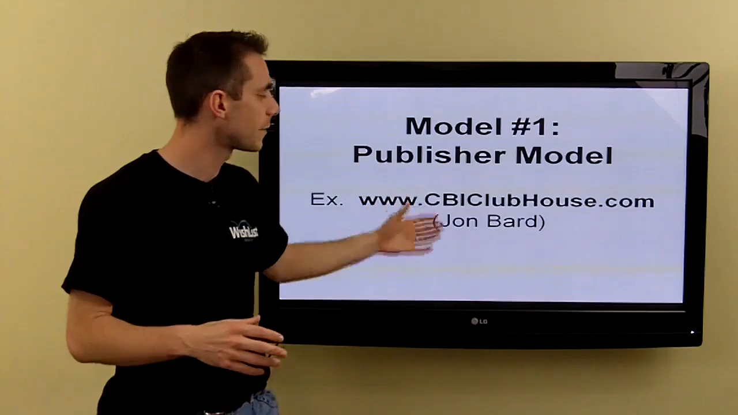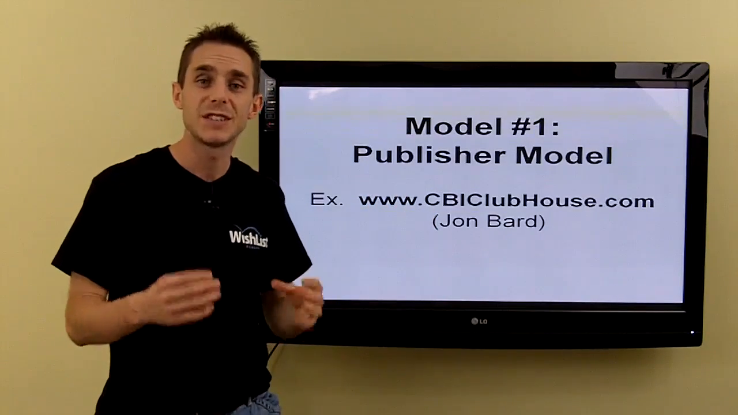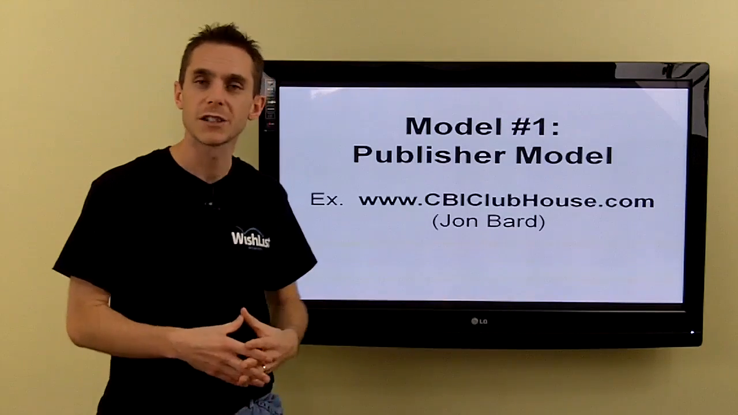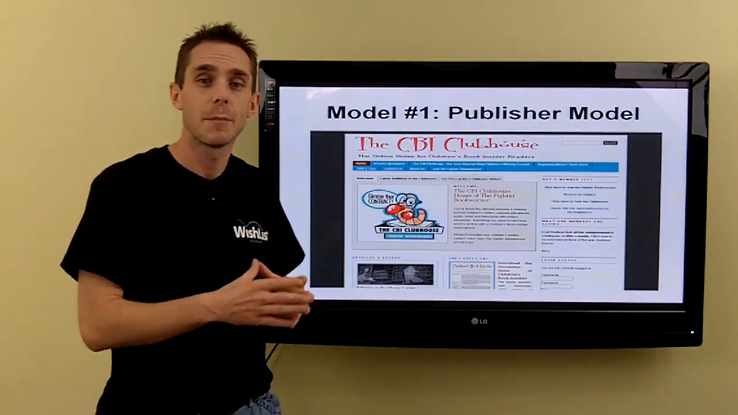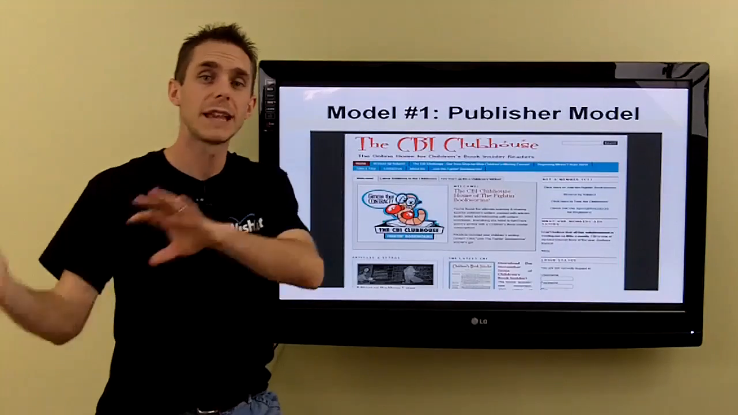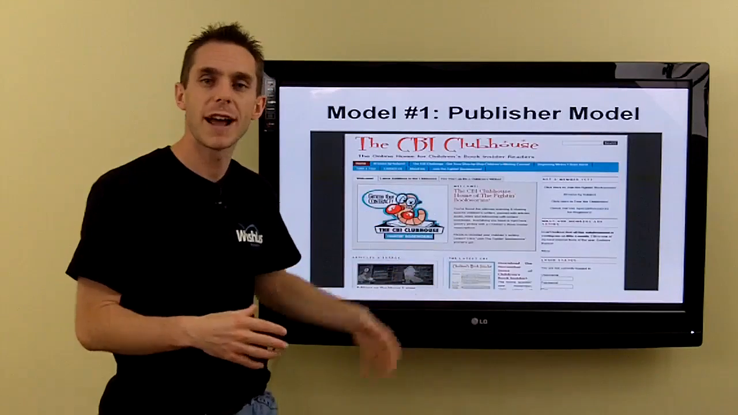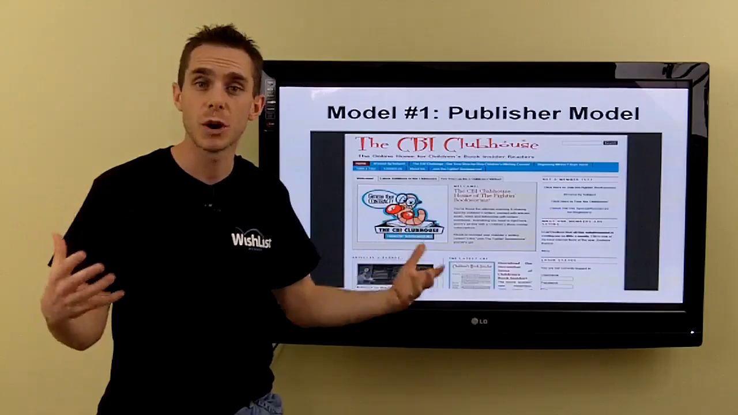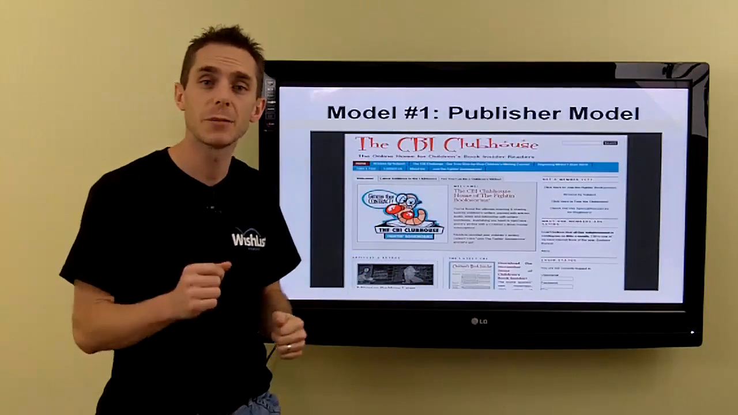And again, an example of that would be CBI Clubhouse.com. It's from one of our customers, John Bard. Here's an example of what it looks like. So they've created a membership site that was actually an offline newsletter membership that they converted to an online membership using WishList Member, and they provide ongoing resources for people interested in publishing children's books. So that's CBIClubhouse.com, and that's an example of the publisher model.